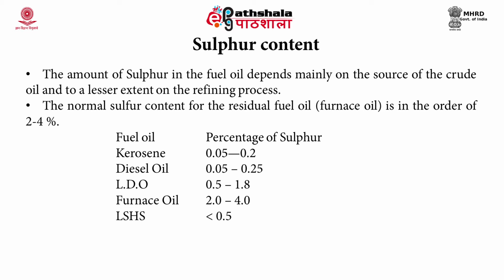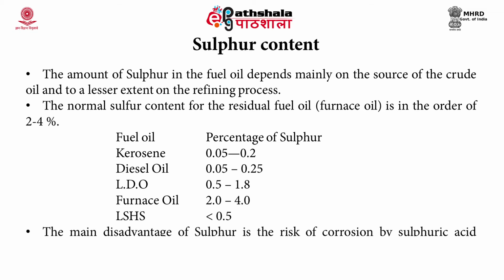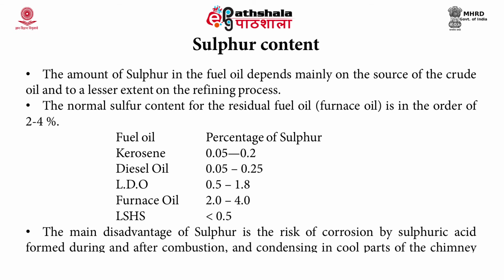Now, what is the significance of the sulphur content? Its main disadvantage is the risk of corrosion, which is caused by the formation of sulphuric acid during and after combustion. After combustion, it condenses in the cool parts of the chimney, the stack or the air preheater, and causes corrosion.